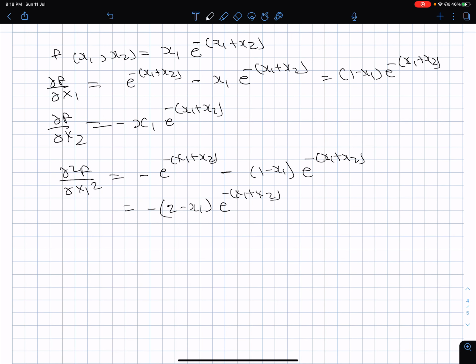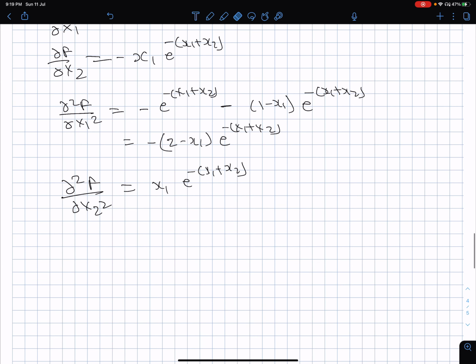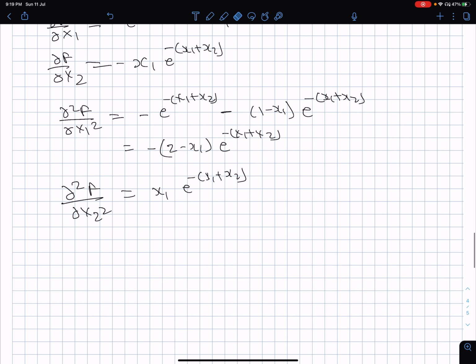And what about del square f with respect to x2 square, that is take this. Because of this one more derivative here, the sign will reverse. So you will get x1 into e to the power of minus of (x1 plus x2).